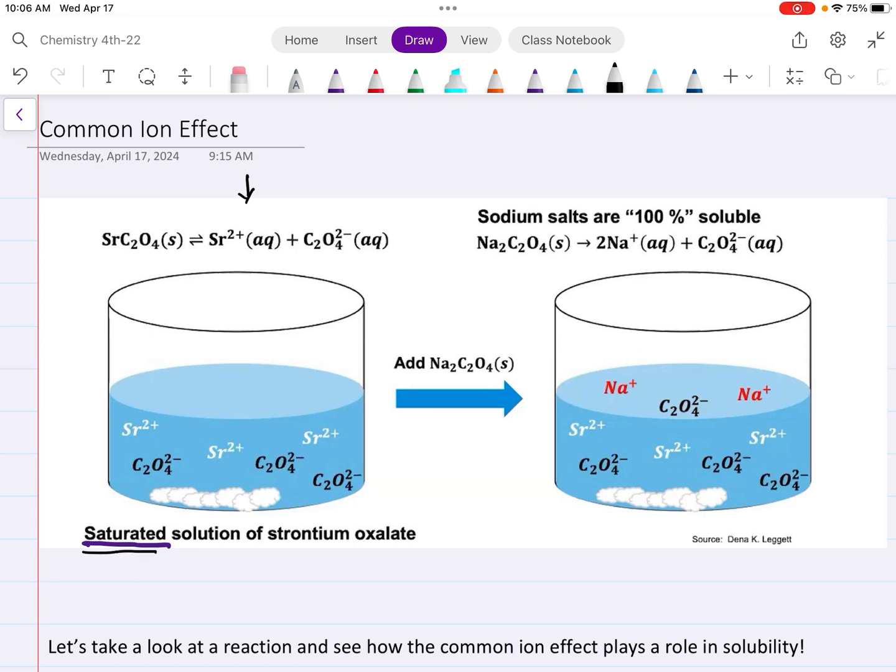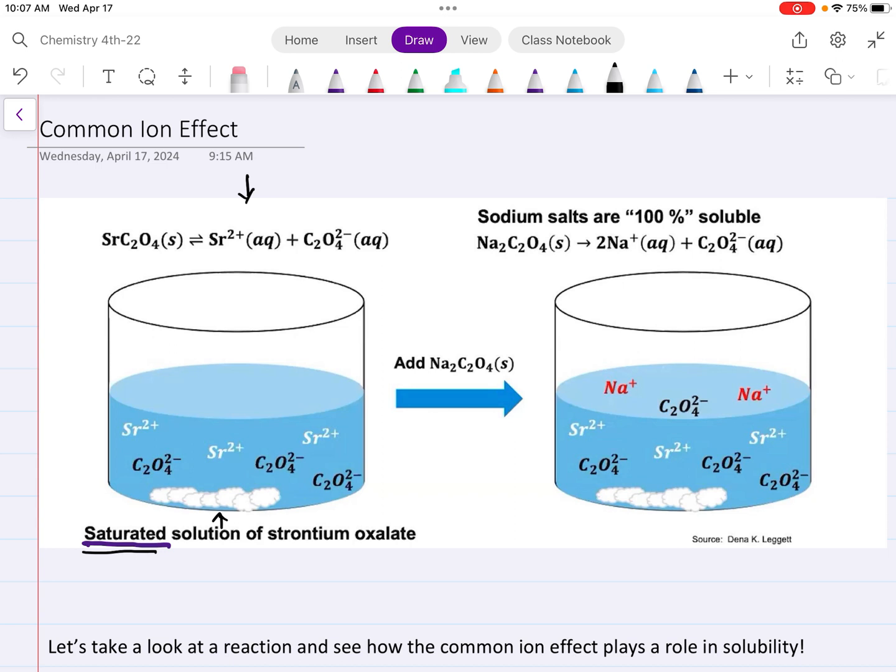Now, what is saturated? Saturated means that a solution has so much solute that the solvent can no longer dissolve it. Whatever remains undissolved will pool at the bottom, like you see in the graphic. So the strontium oxalate has been dissolved, but it's gotten so much that the solution has become saturated and can no longer dissolve any more.